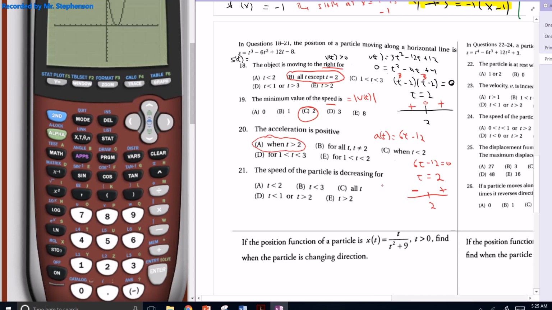The speed of the particle is decreasing when? I already did all the things I need to do this. I just had to figure out when the speed is decreasing. So notice we already have this for velocity up here. Let's go ahead and draw these on top of each other. We could do this.